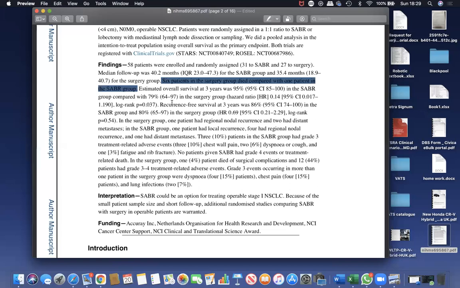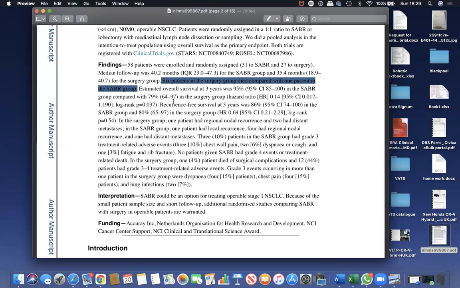Because one of their statements at the end will be that SABR has less morbidity than surgery. Yes, sir. Assuming that's what they say. I have not yet gone down, but I'm assuming. So they have not mentioned morbidity, at least not till now. Yes, sir. So that is a problem.